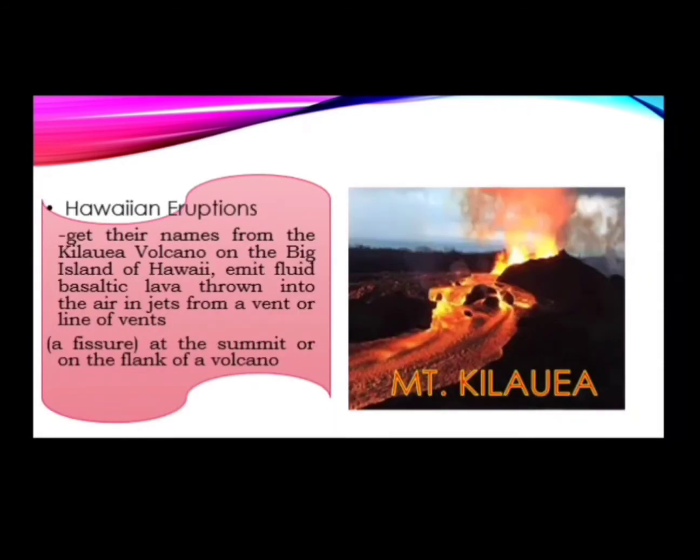Hawaiian eruptions get their names from the Kilauea volcano on the Big Island of Hawaii. It emits fluid basaltic lava thrown into the air in jets from a vent or line of vents.